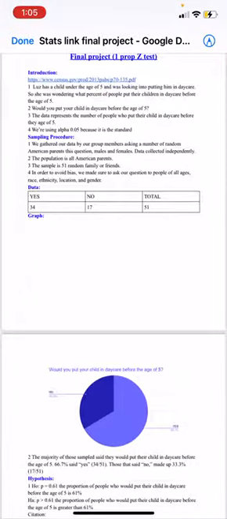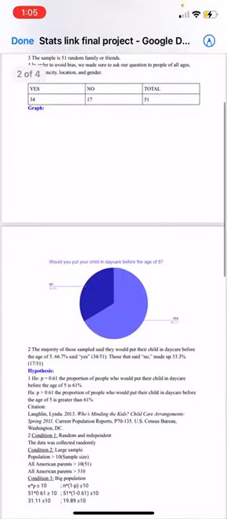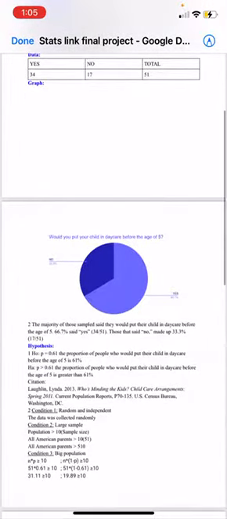The following table shows that we had 34 yes and 17 no. So the majority of those sampled said they would put their children in daycare before the age of 5. To be exact, 66.7% said yes, which is 34 over 51. Those that said no made up 33.3%, which is 17 over 51.